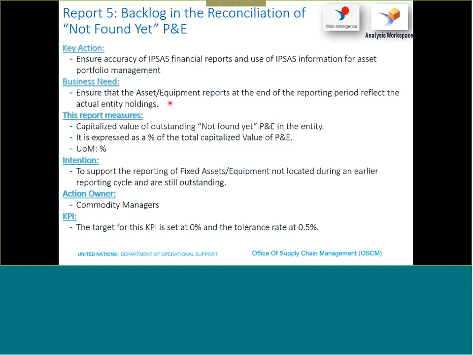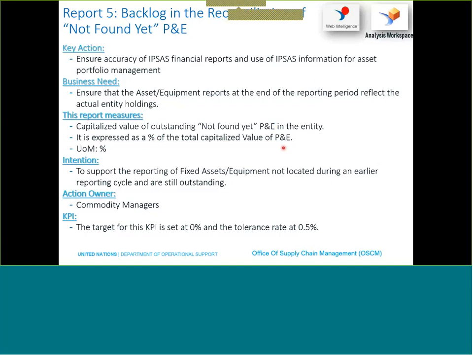Now we're on report number 5, backlog in the reconciliation of not found yet P&E. The business need for this report is to ensure that the asset equipment reports at the end of the reporting period reflect the actual entity holdings. In this case, for asset equipment reports, how these reports are measured is the capitalized value of outstanding not found yet P&E in the entity, expressed as a percentage of total capitalized value.